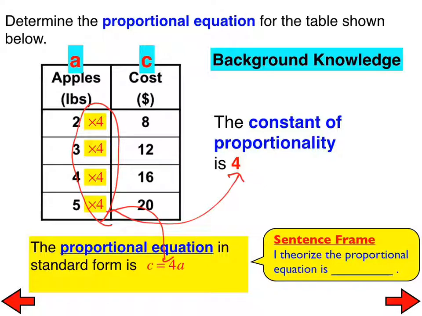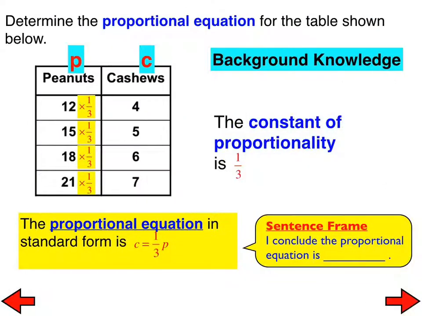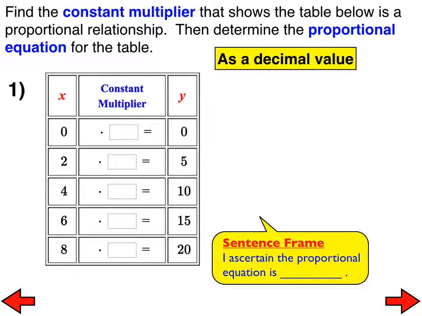For pretty much all of us, as long as the multiplier is a whole number, that's pretty easy. Even when the fractional values are not too difficult, like this one, it's not that bad. So the constant of proportionality is 1/3 in this one. And that leads us to the proportional equation that is C equals 1/3 P. Okay? But what are we going to do if we have a problem like number 1?